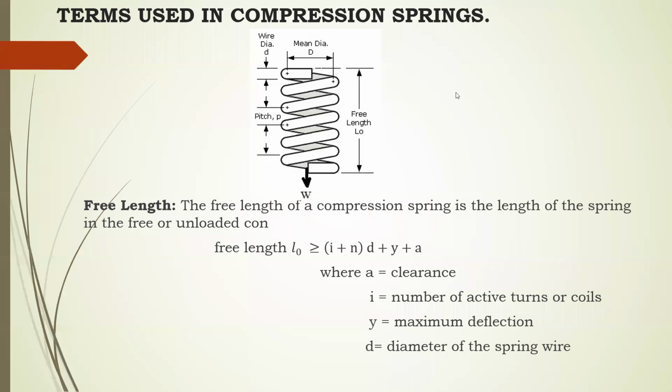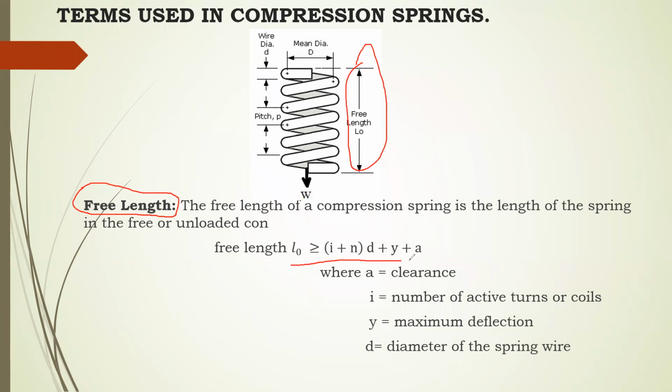So we know the solid length. When all the coils are compressed, that is called solid length. Now we will be discussing the free length. The free length of a compression spring is the length of the spring in the free or unloaded condition. For example, the spring is completely left free, and whatever length we get is the free length. When no load is applied and the spring is freely kept, if you measure the length of that, it is called free length.